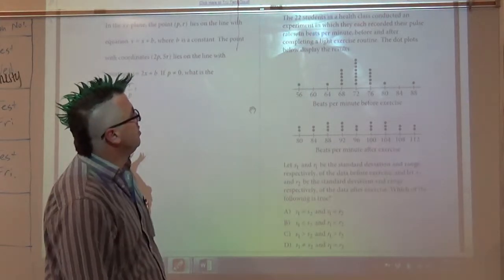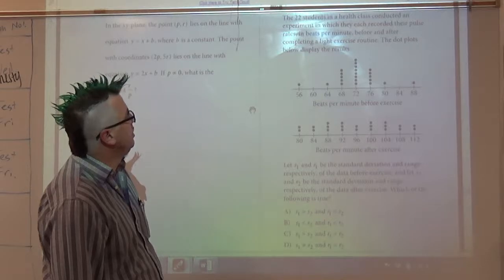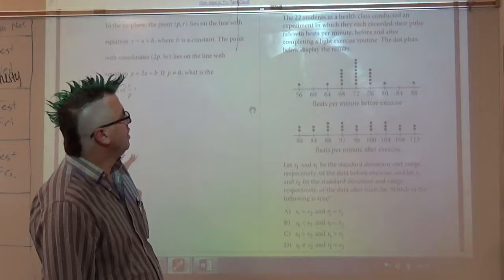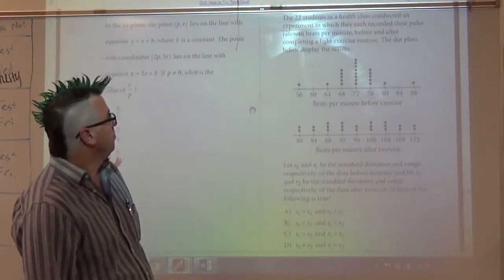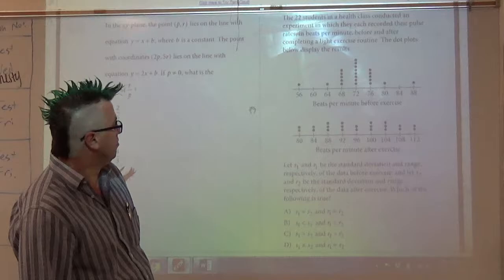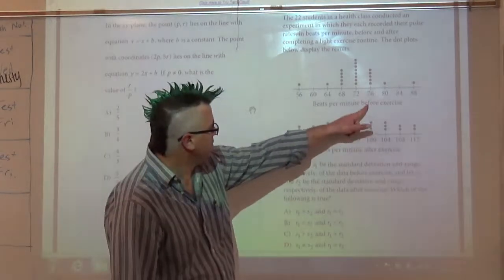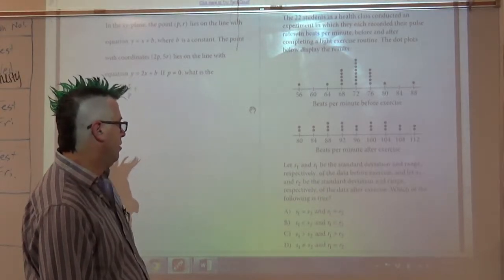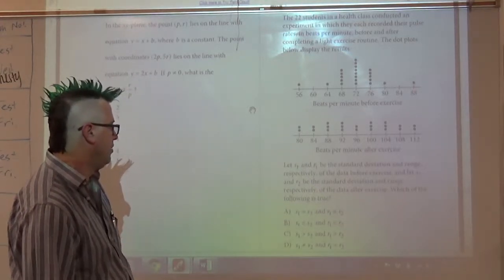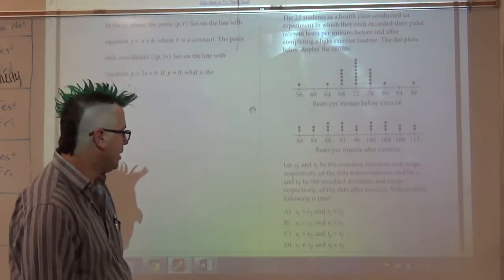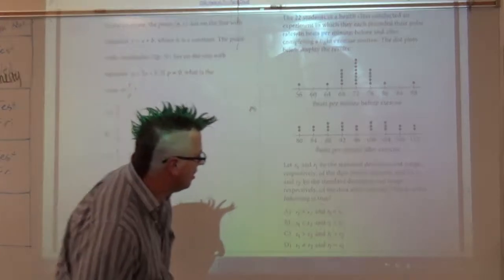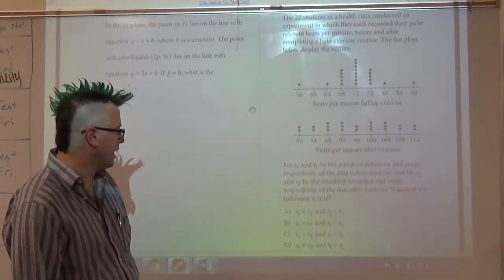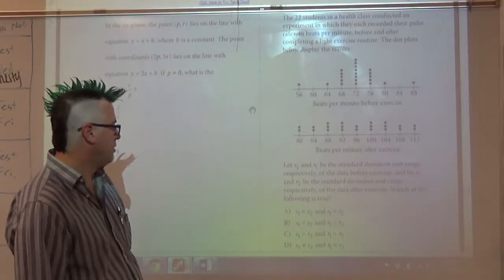The 22 students in a health class conducted an experiment in which they each recorded their pulse rates in beats per minute before and after completing a light exercise routine. The dot plot below displays the results. So we've got before, we've got after. Let S1 and R1 be the standard deviation and range respectively of the data before exercise, and let S2 and R2 be the standard deviation and range respectively of the data after exercise. Which of the following is true?